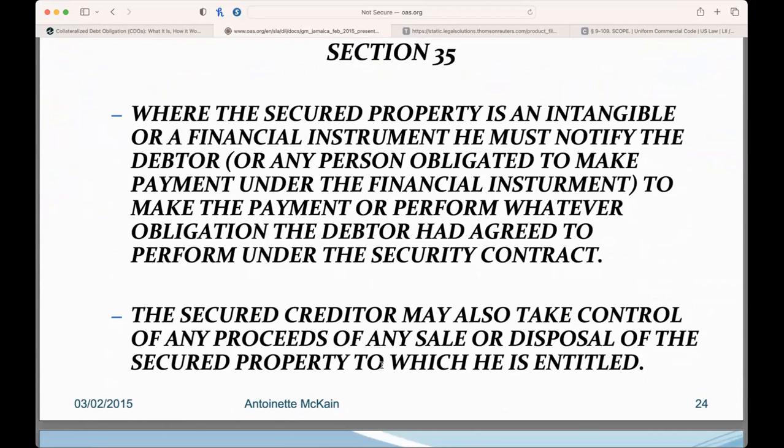The secured creditor may also take control of any proceeds of any sale or disposal of the secured property to which he is entitled. So this is where our entitlement comes in, because most times, and someone made a post earlier and I saw this, when they auction off your vehicle, they do apply the amount that the car was sold for, but I think they said sometimes they're still listing the same amount owing.